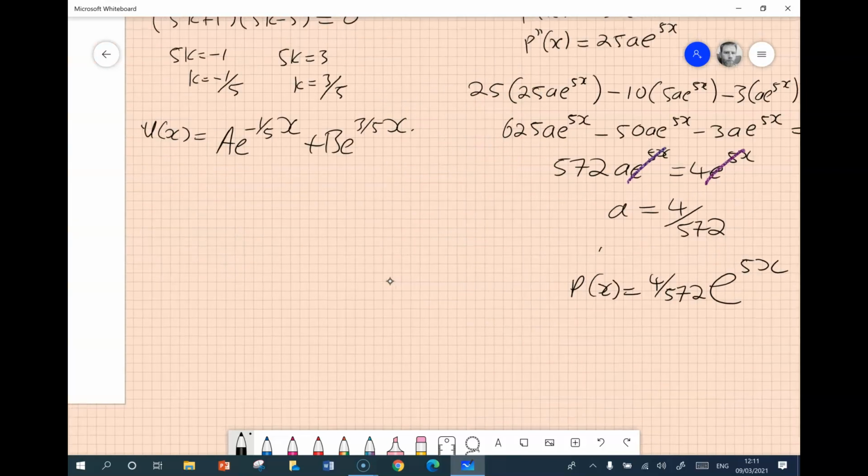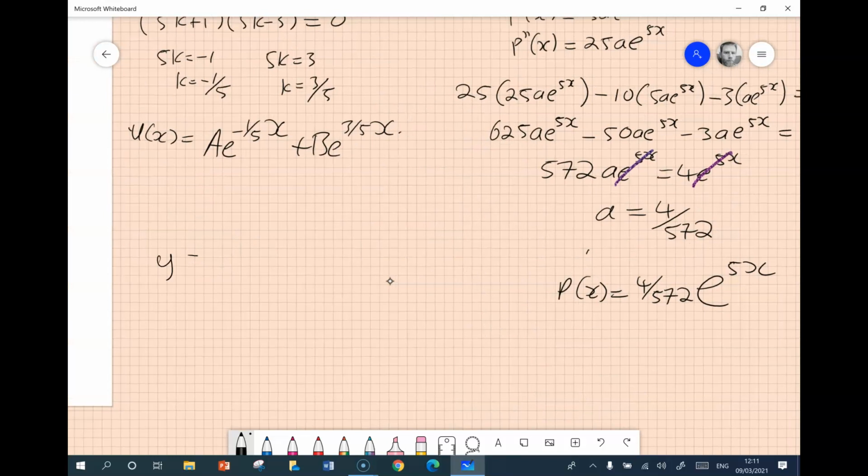So our final solution, we'll put it together with our u of x. So y equals ae to the power of minus 1/5 x plus be to the power of 3/5 x plus our p of x, which is 4 over 572 times e to the power of 5x.